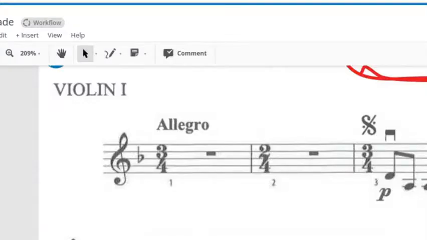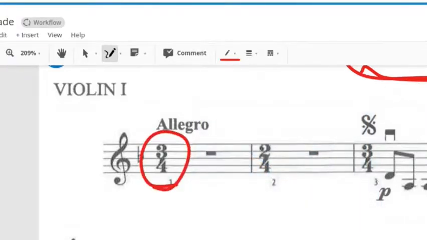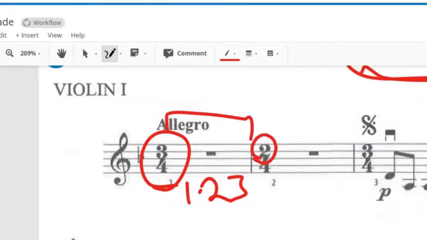Time signature. Following the key signature, you will find the time signature. The time signature tells you how many pulses are in a measure. In the case here, we have 1, 2, 3. This is a measure. So 3 pulses per measure. We have to count to 3 every time, unless the time signature changes. In this case, it goes to 2/4, 1, 2. So in this piece, we would count 1, 2, 3, 1, 2.